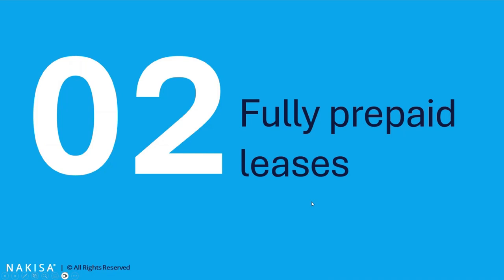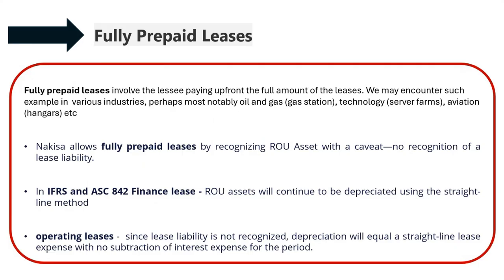Okay, now let's move on to our next topic, that is a fully prepaid lease. Fully prepaid leases involve the lessee paying upfront the full amount of the lease. We may encounter these mostly in the oil and gas industry, technology, aviation, etc. And we have the option to include fully prepaid leases. We recognize the ROU asset and we will have no liability.